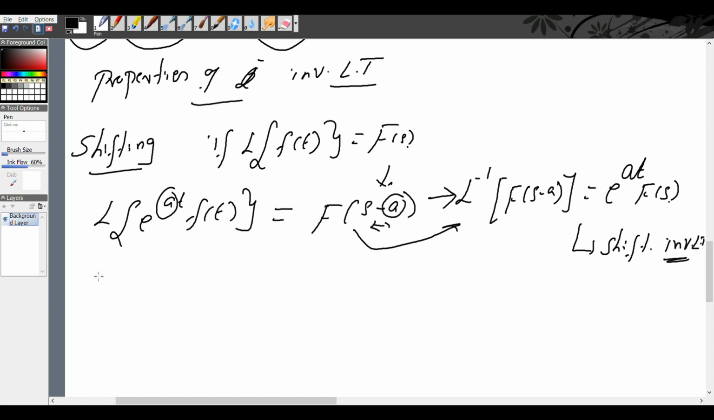Okay, second one is the derivative property.